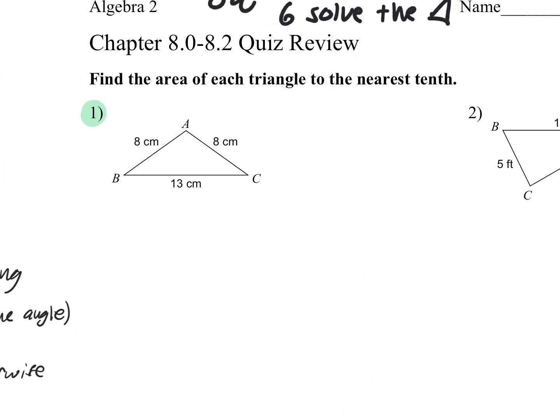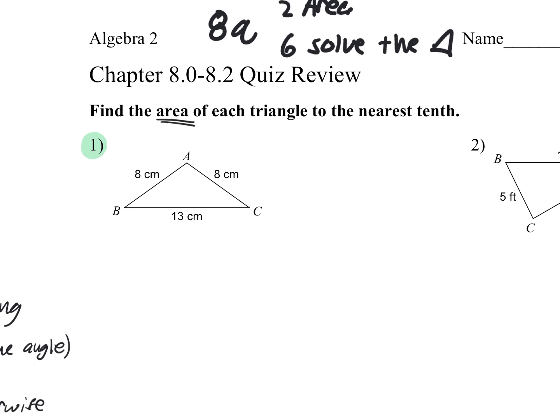All right, so what does this say? This says find the area of each triangle. You want to ask yourself, what pieces of information do they give you? Right, so let's do number 1 together. What are we given here? Right, so we're given 3 sides, right? So if you're given 3 sides, you're going to use Heron's formula.